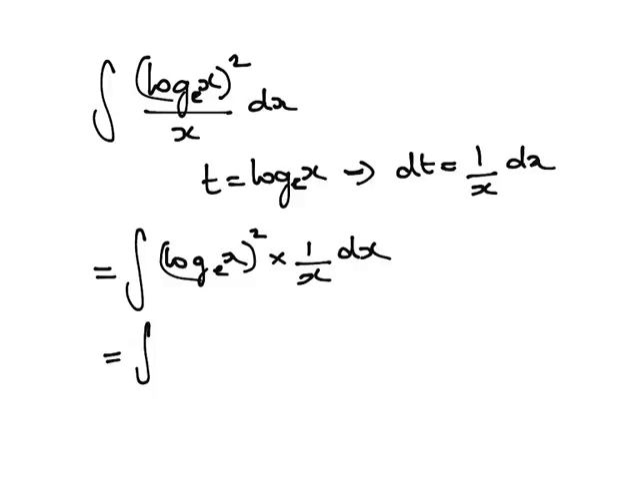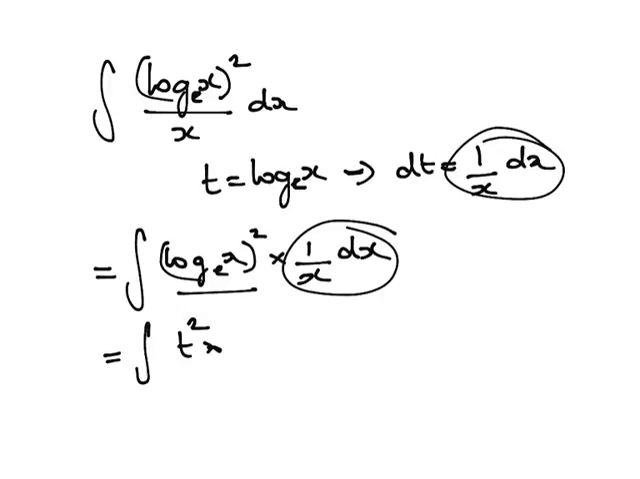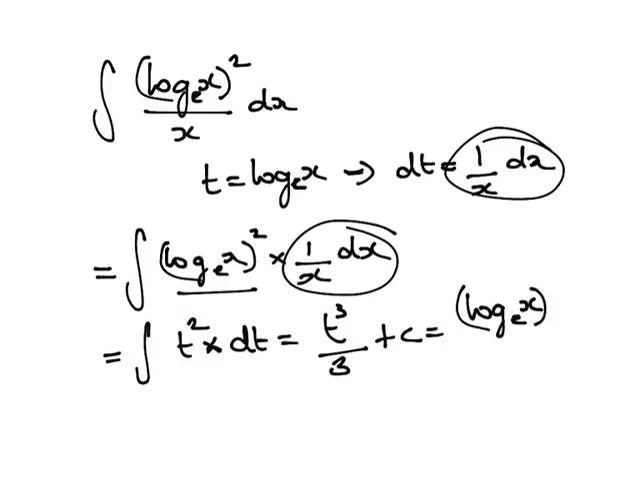So by substituting, this will become t square into, and 1 by x dx will become dt. So t square dt, the answer is t power 3 by 3 plus c. So log x to the base e power 3 by 3 plus c is the answer. Okay, so let us look at one more problem.